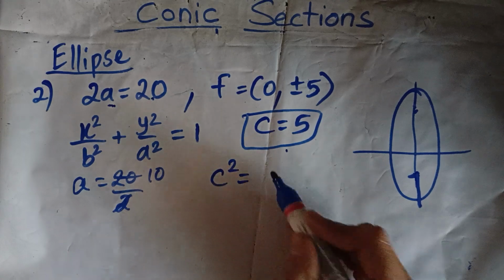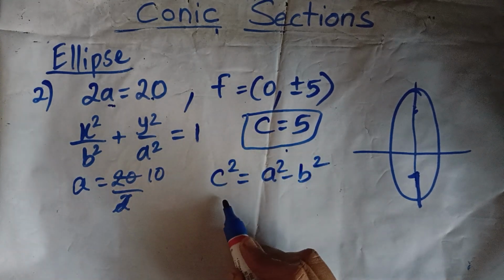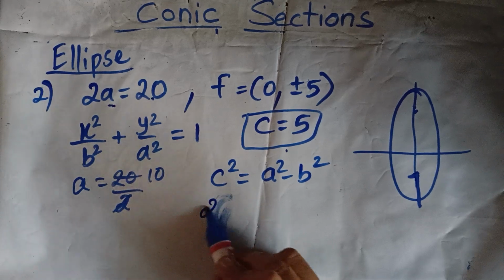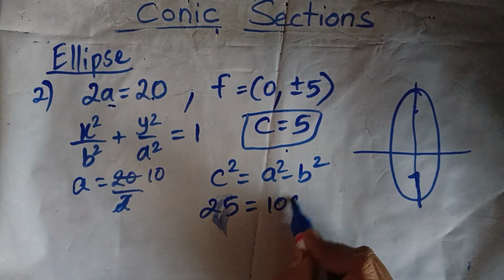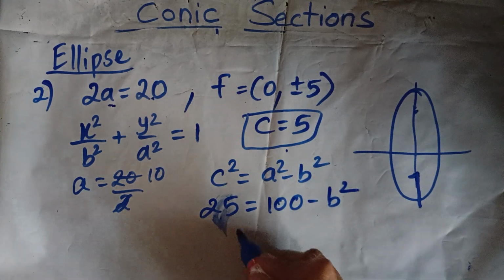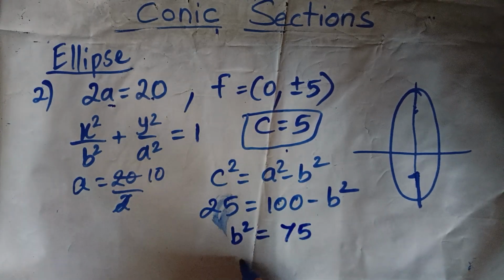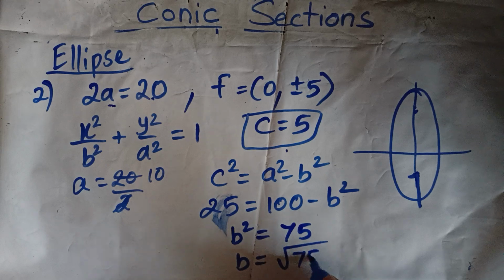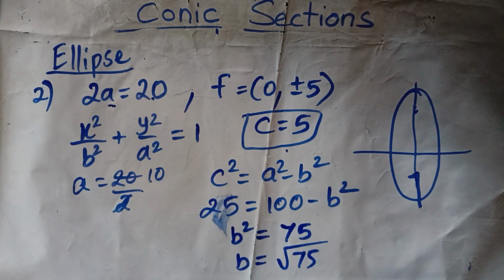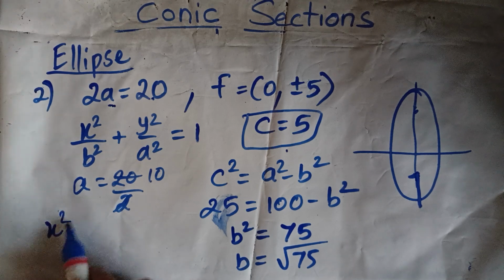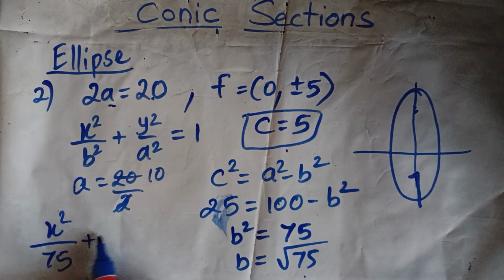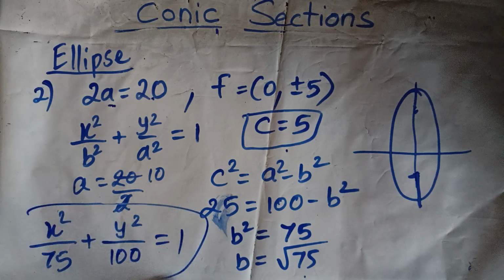Use the equation c square equal to a square minus b square. So b square is 100 minus 25, that is 75. So the equation of the ellipse is x square upon b square, 75, plus y square upon a square, 100, equal to 1.